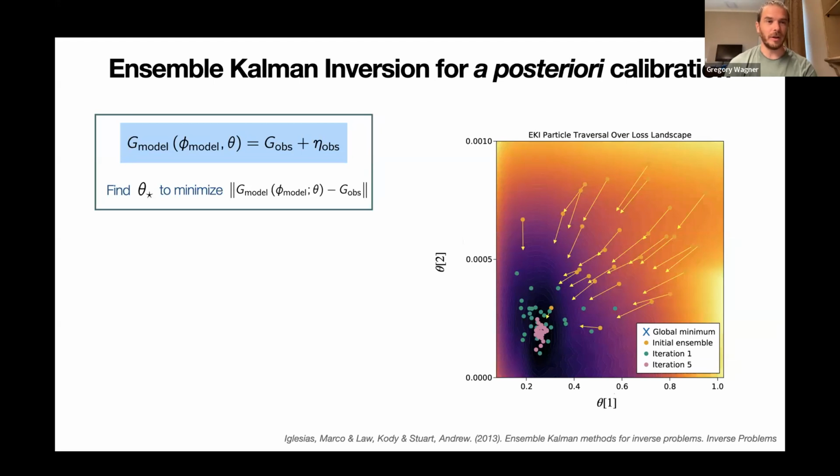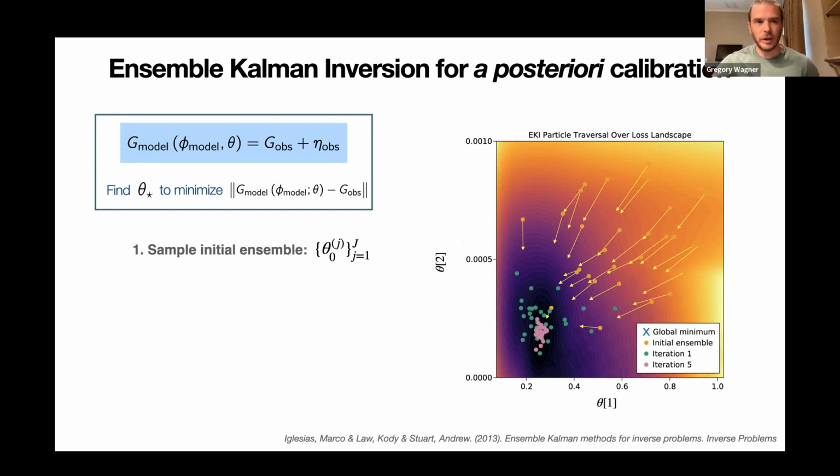Ensemble Kalman inversion is a calibration method that allows us to do a posteriori calibration without gradients of the model. Typically the way we pose the problem is that we postulate that some function of the model state, which I'm calling G model, we call it the forward map, can be related to the data plus some uncertainty eta. And the problem is to find the optimal parameters that minimize the difference between the forward map and the observations. So what ensemble Kalman inversion does is we first generate a prior distribution for our parameters and we sample it.